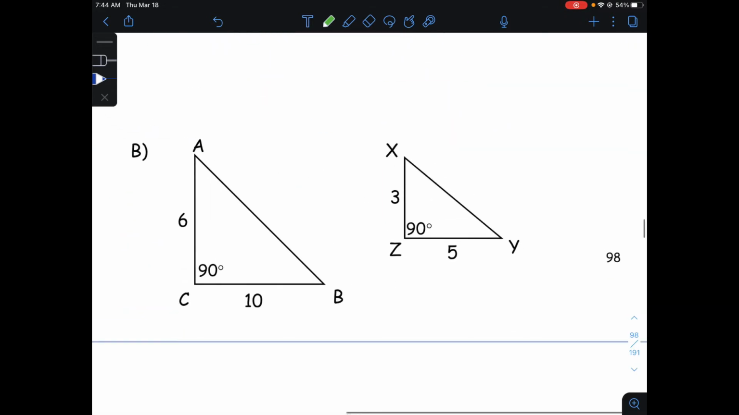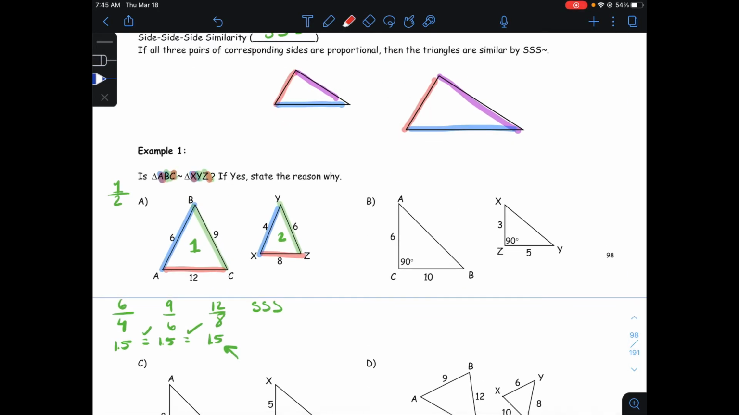And I'm looking at this, and the method I'm going to attempt to use is side, angle, side, right? Because we have a side, we have an angle, and we have a side. So that's going to be our attempted method here. And we know that AC goes with XZ by our similarity statement. And then we also know that CB goes with YZ.